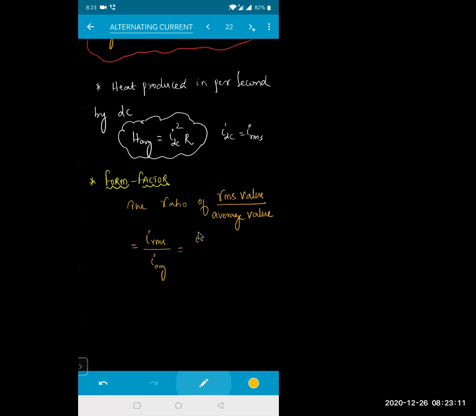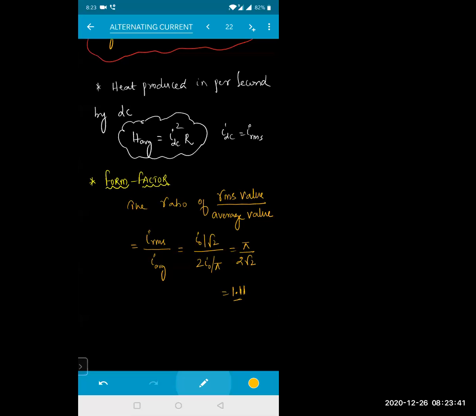That is equal to I naught by root 2 divided by 2 into I naught divided by pi. So that will be equal to pi by 2 into root 2. So that value is approximately 1.11. The 1 by 2 root 2 value into pi value is also constant. This is called your form factor. So the ratio of RMS value to the average value is called your form factor.